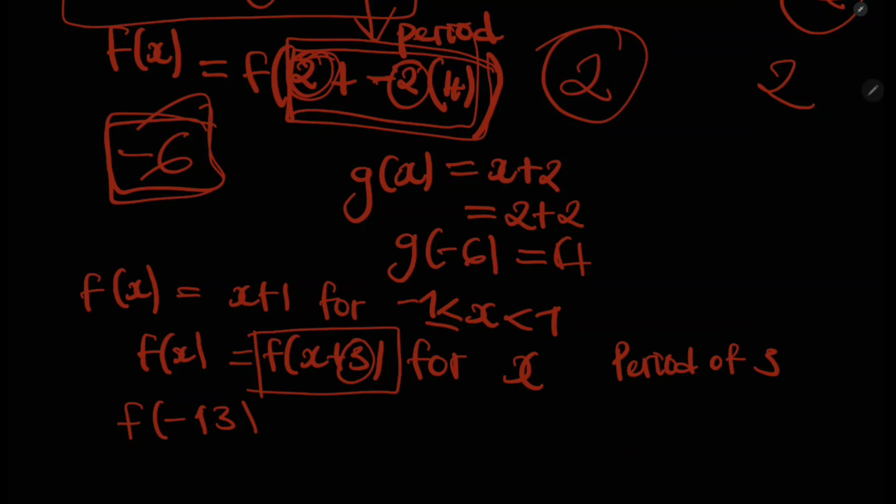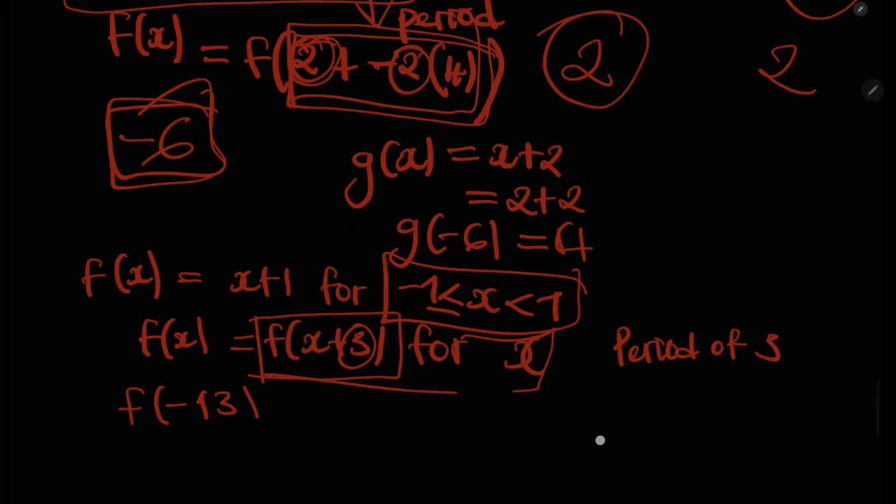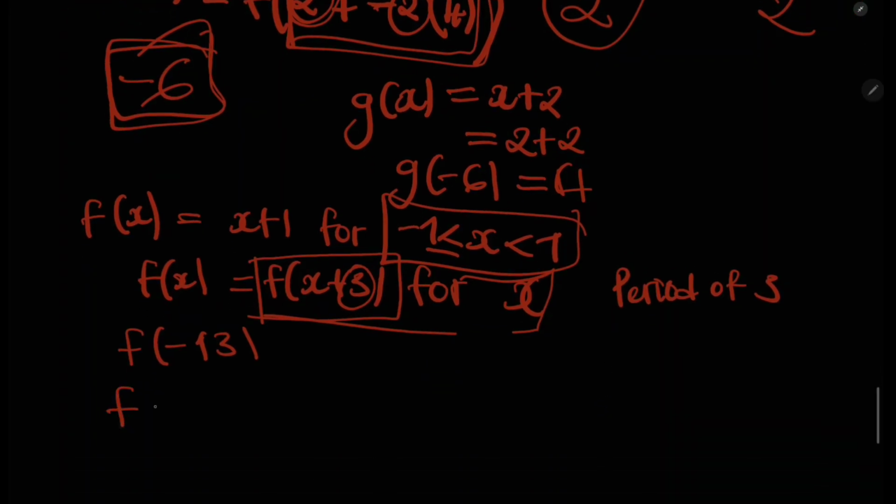Let's evaluate minus 13. This range ranges from x greater than or equal to minus 1 to x less than 1. So minus 13 is definitely not in our range. And this one is for every x, but minus 13 is a negative number, so it will not work. So here again, we use our formula, which says f of x equal to f of x plus kc, in order to find our x.